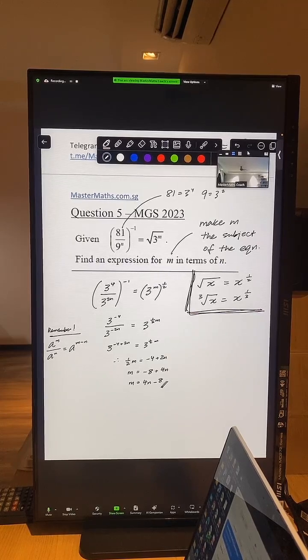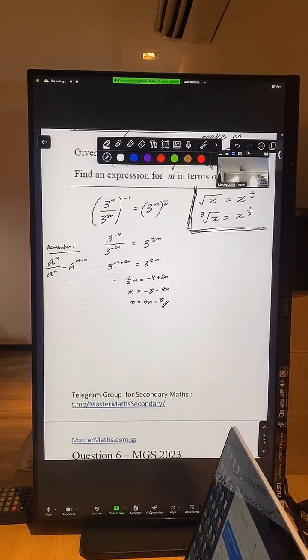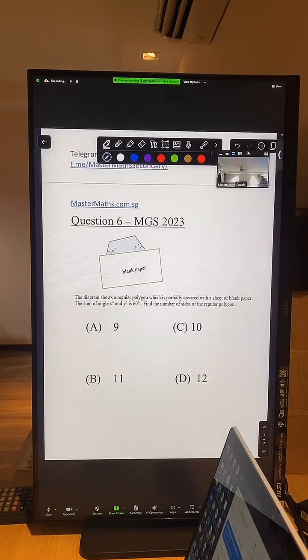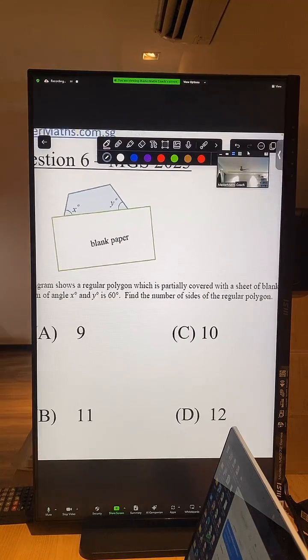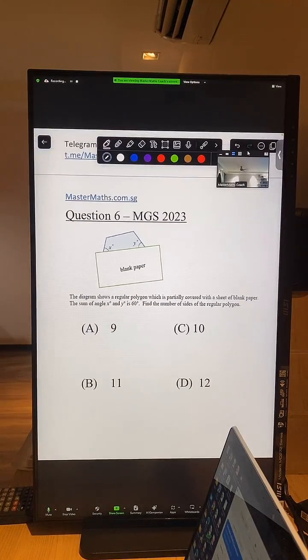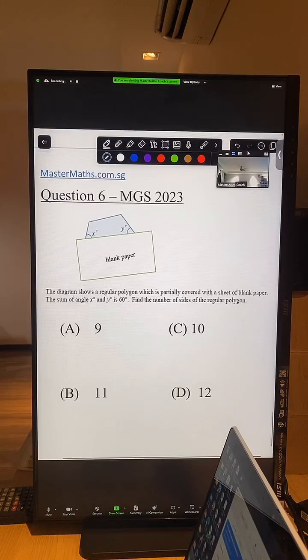Okay, let's move on to the last question, guys, so that we can finish this. Wow, another MGS question. Okay, it says here, the diagram, I don't know if you can read, the diagram shows a regular polygon. Regular polygon means all the sides are equal, all the angles are also equal. Okay, a regular polygon which is partially covered with a sheet of blank paper.